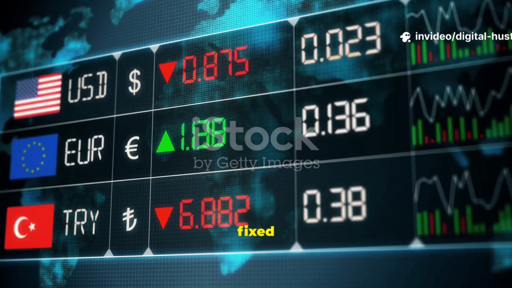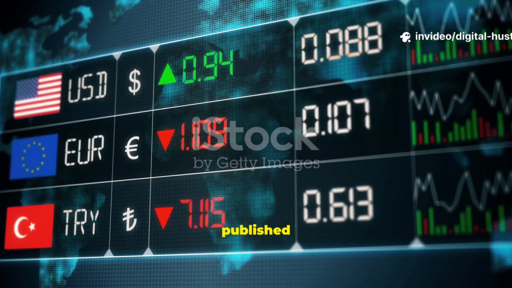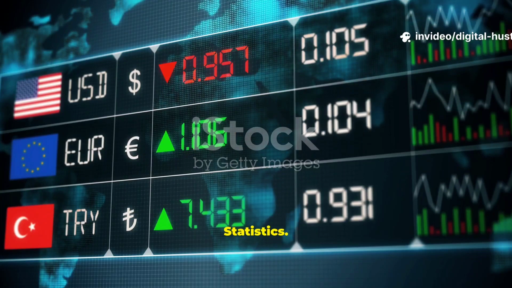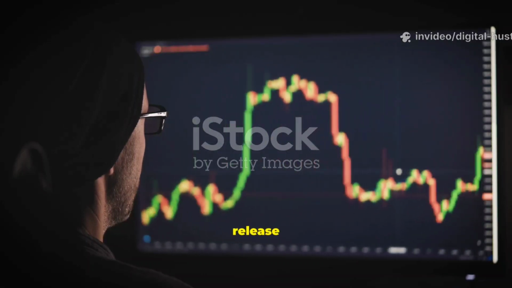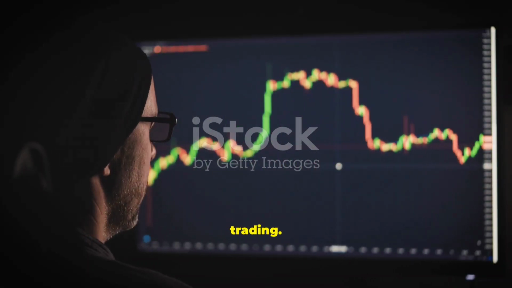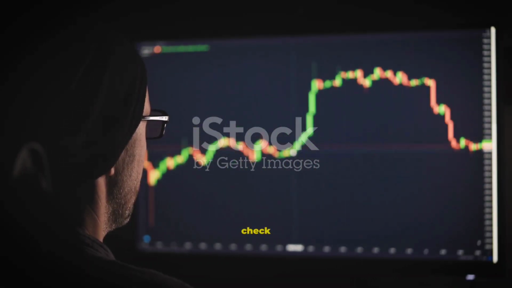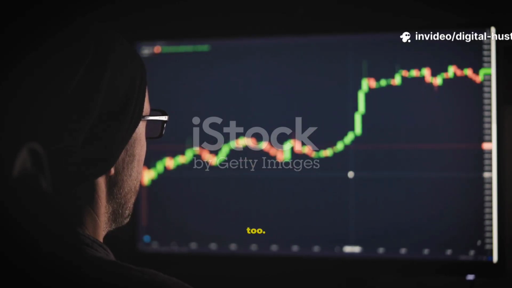CPI is released on a fixed schedule. For the US, it's published monthly by the Bureau of Labor Statistics. Always confirm the exact release time in your economic calendar before trading. If you're trading other currencies, check their country's stats and release times too.